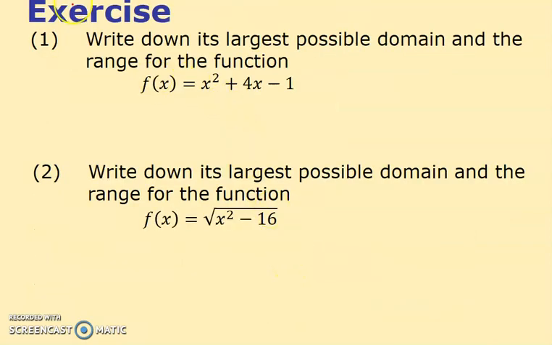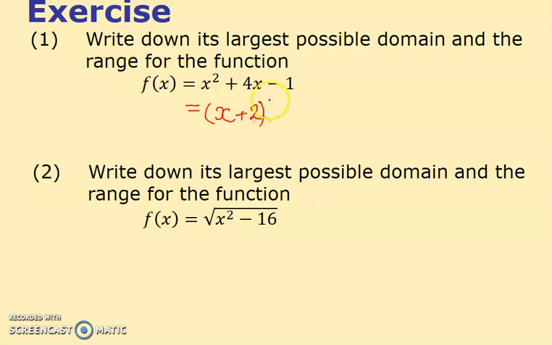Largest possible domain then, a couple of questions really. Normally I would give you these to do in class, but I'll do them quickly now. Again, you might find this, if you were to sketch it, you'd be able to do it quite quickly, but because it's a quadratic, I'm going to complete the square.